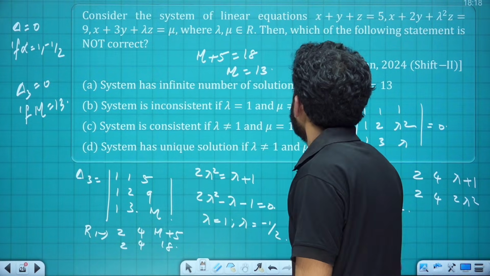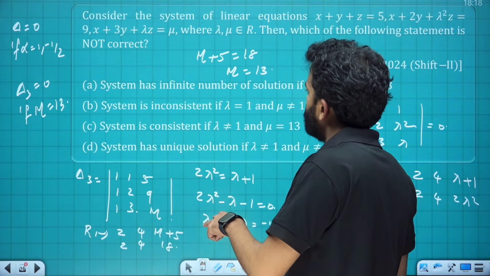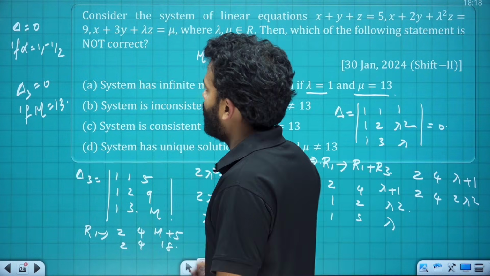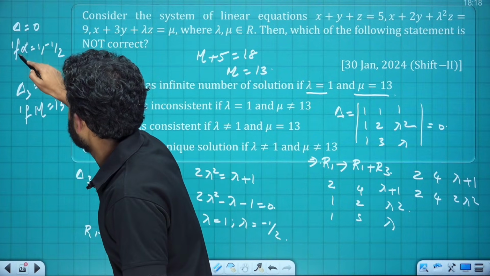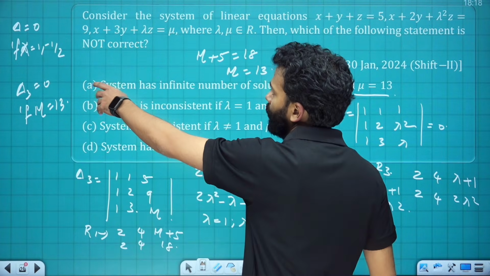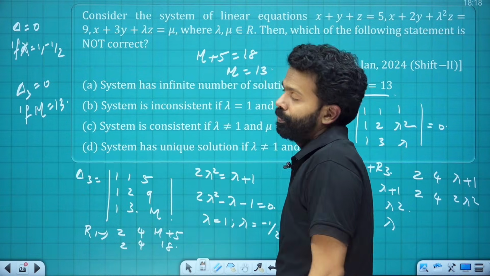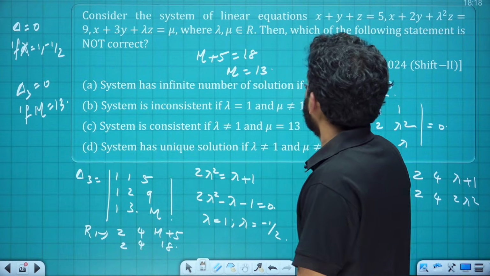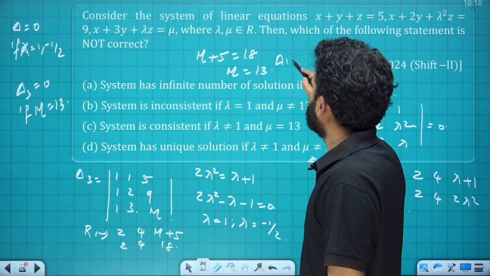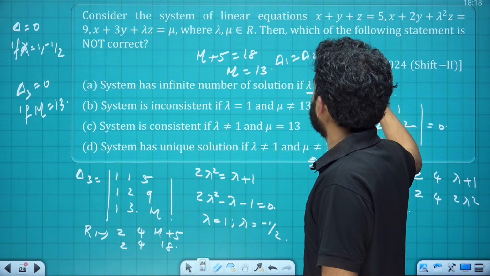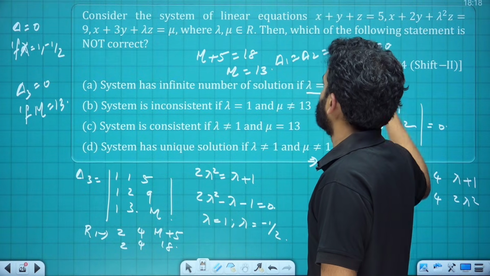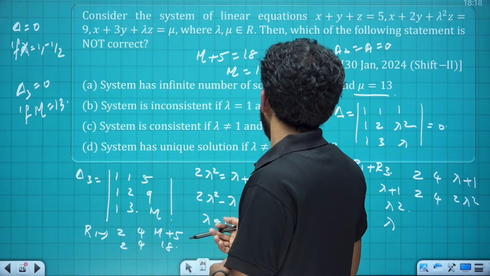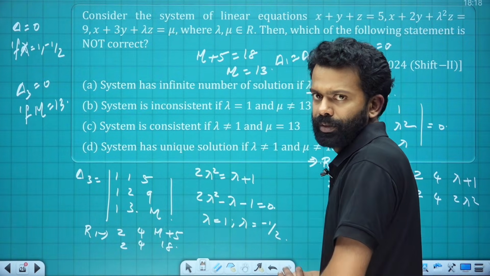The system has infinite number of solutions if lambda is equal to 1 and mu is equal to 13. It's correct, right? See, if lambda is equal to 1, then the value of the parent determinant is 0. And if mu is equal to 13, then delta 3 is equal to 0. Which means that delta 1 is equal to delta 2 is equal to delta 3 is equal to delta is equal to 0. That is the system of infinite number of solutions if lambda is equal to 1 and mu is equal to 13. That is, all the determinants will become 0.